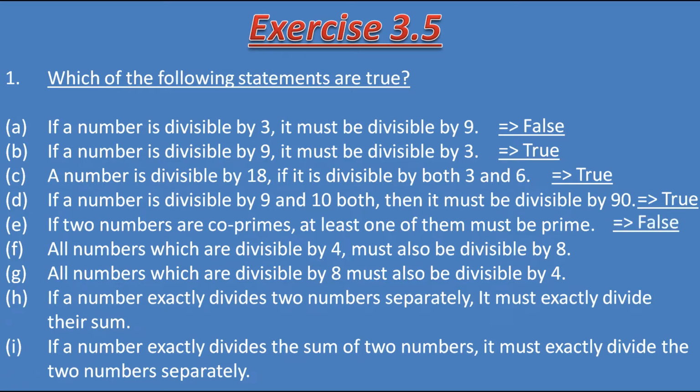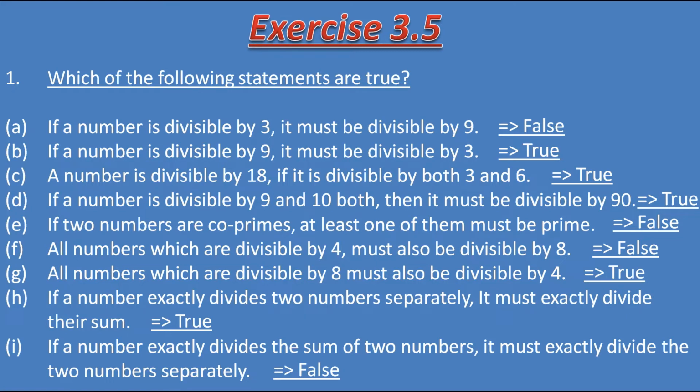False. All numbers which are divisible by 4 must also be divisible by 8, is false. All numbers which are divisible by 8 must also be divisible by 4, is true. If a number exactly divides two numbers separately, it must exactly divide their sum, is true. If a number exactly divides the sum of two numbers, it must exactly divide the two numbers separately, is false.